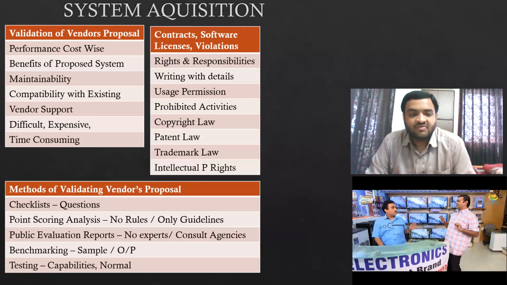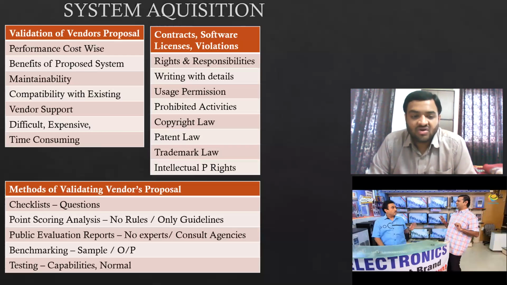So once again, we will do the cost benefit analysis. We will see performance, maintainability, compatibility, support given by the vendor, and the benefits of the proposed system. If everything is good and okay, we will accept the vendor's proposal and proceed with the system acquisition. Now all these questions are very easy. There is nothing hard in understanding it. There is not as much technical knowledge as in the earlier questions. The earlier part was a bit difficult.